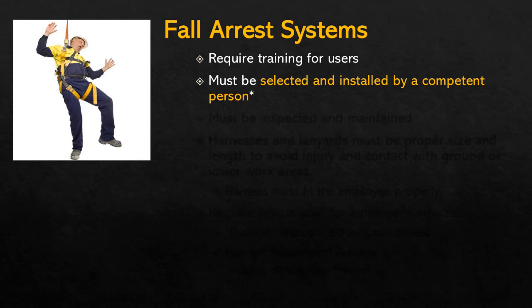installed and used correctly. Fall arrest systems must be inspected and maintained, and that includes the anchorage points and the lanyards and the harnesses. We can't just assume that they're going to work when we need them to work. They need to be inspected. The dates on them that say when they need to be replaced, those need to be looked at carefully.